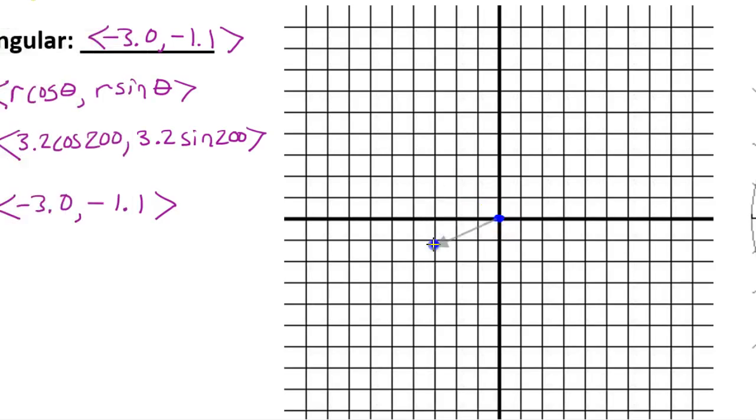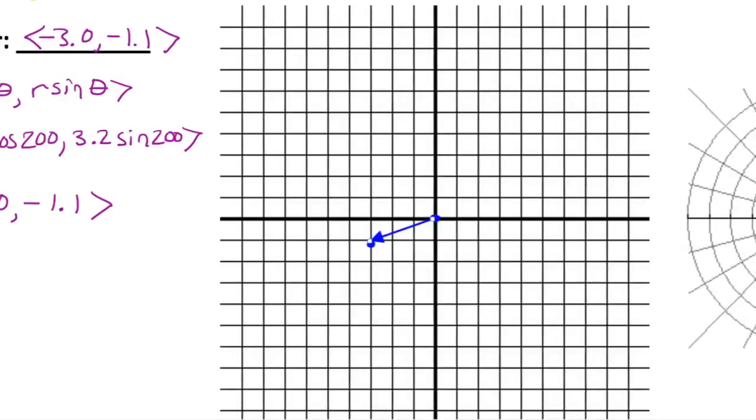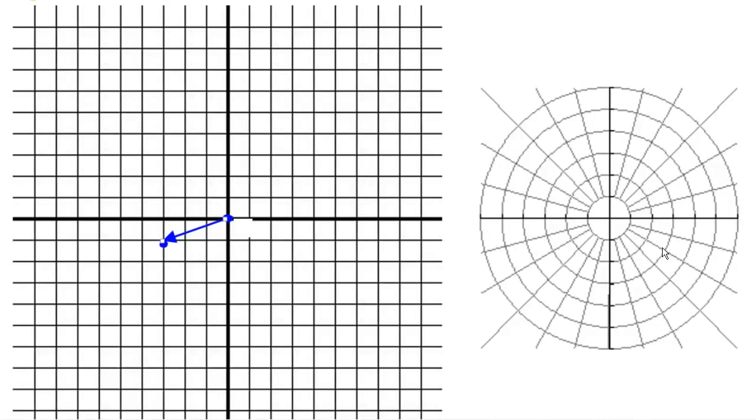Initial point, terminal point. Make it blue. Alright, there's our vector. Now, let's draw the same vector using the polar coordinates, the magnitude and direction.